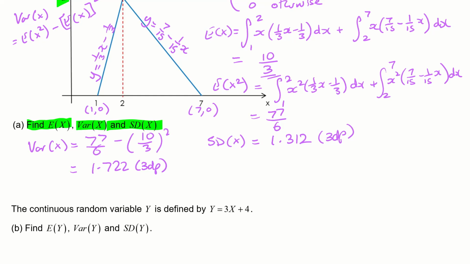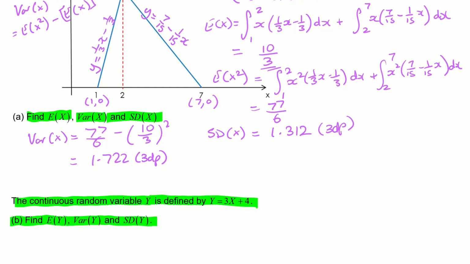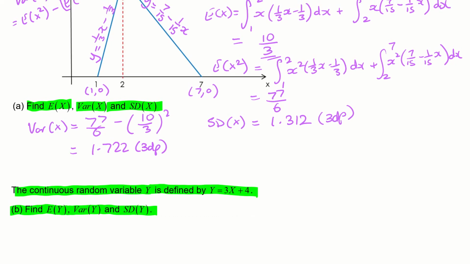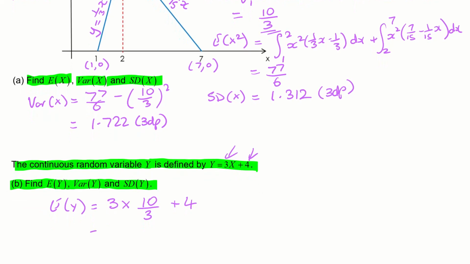We now have the continuous random variable y defined by y equals 3x plus 4. We want to find the expectation of y, variance of y, and standard deviation of y. And so the expectation of y is just going to be 3 times the expectation of x, add 4, 3 times 10/3 plus 4, and that gives us 14.